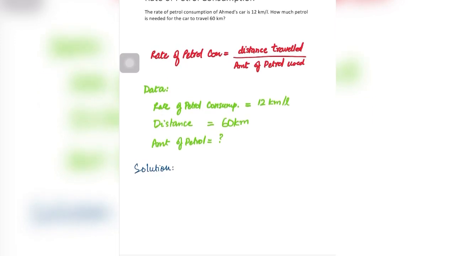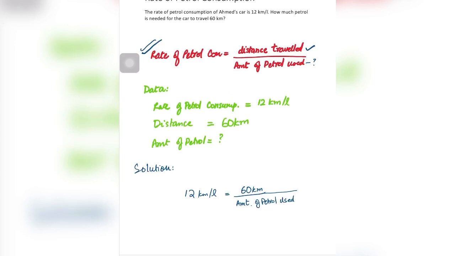Okay, so let's look at this formula which is given over here. Looking at this formula, we are going to put the values inside. So rate of petrol consumption is given, which is 12 kilometer per liter. And what is given? Distance traveled. It is given distance is 60 kilometers, and the amount of petrol used is not given. So we are going to write amount of petrol used, which is not given.